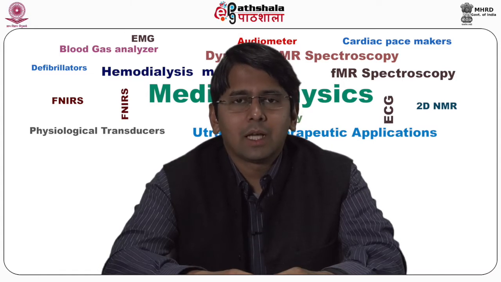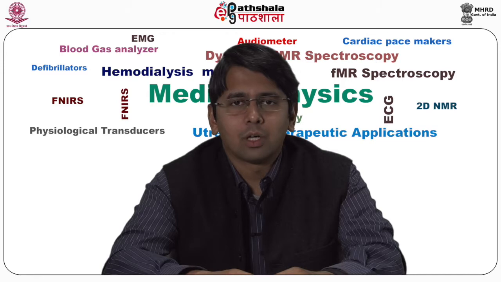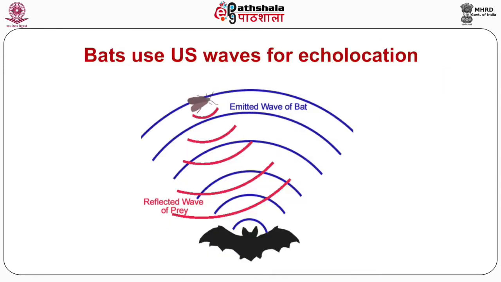Some animals can listen to sound waves beyond this frequency range. Examples are bats. Bats routinely use ultrasonic waves for navigation, which we will talk about shortly. Now, this is a slide showing a bat using ultrasound waves for echolocation or navigation. We can see the bat emitting sound waves, which are depicted by blue color. These sound waves are traveling into the environment.